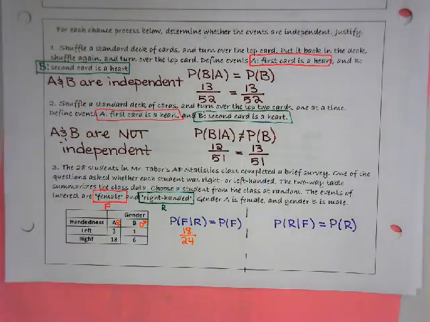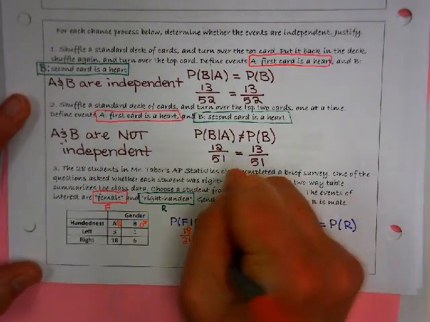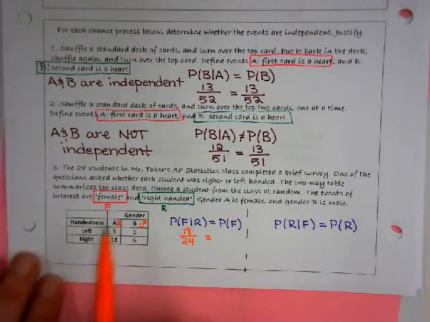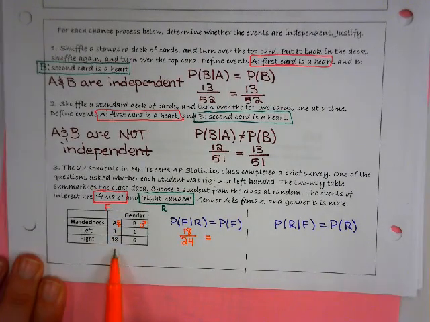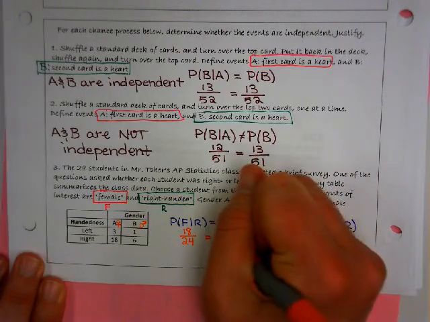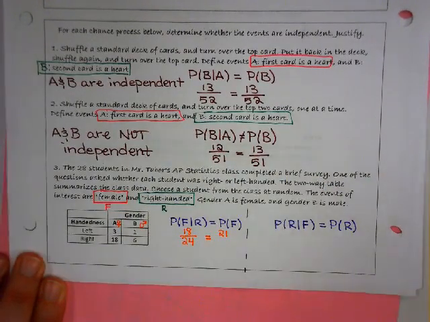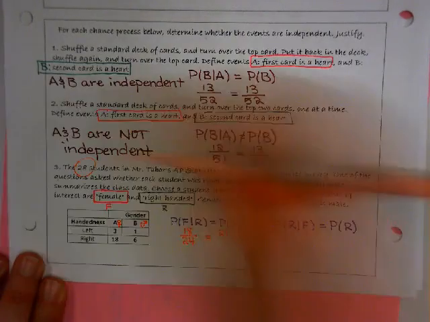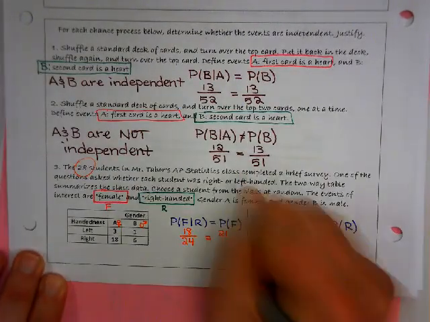Then we're going to compare that to just the probability of being a female. How many females are in the class? 21. How many total students? 28. That's told up here in the problem. So 18 out of 24, does that equal 21 out of 28?